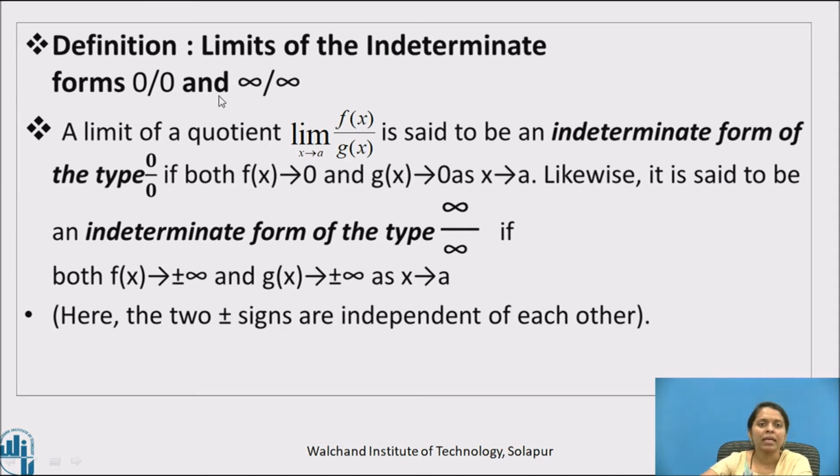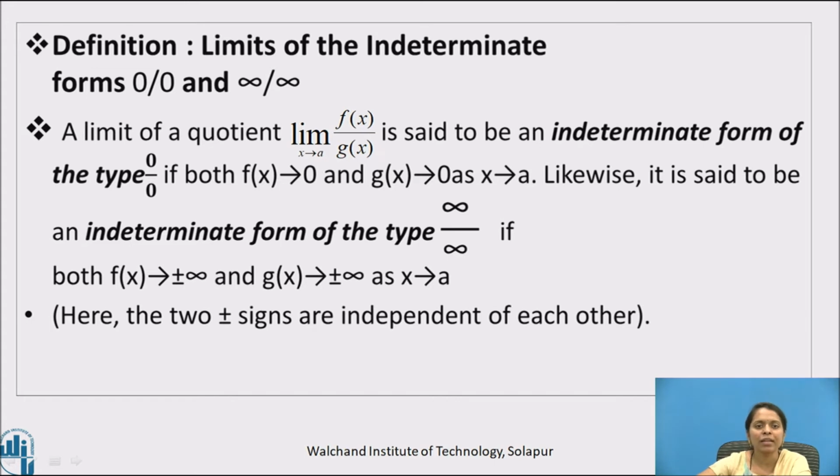Let us define limits of indeterminate forms 0 by 0 and infinity by infinity. A limit of a quotient, limit x tends to a f of x upon g of x, is said to be an indeterminate form of the type 0 by 0 if both f of x goes to 0 and g of x goes to 0 as x tends to a.